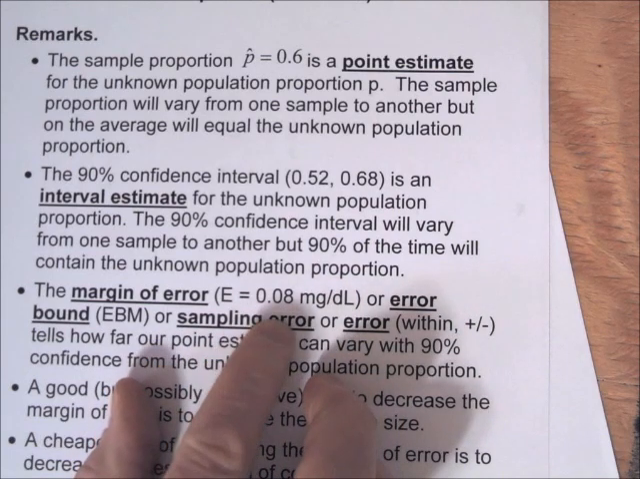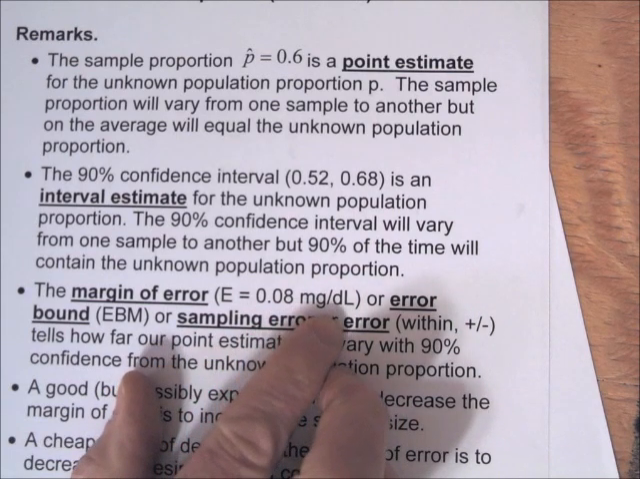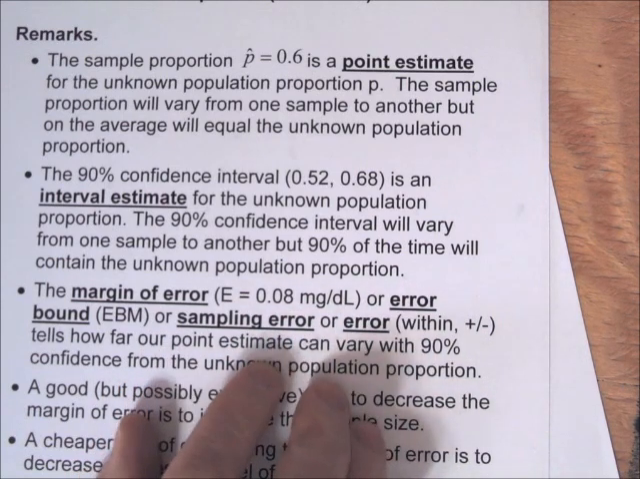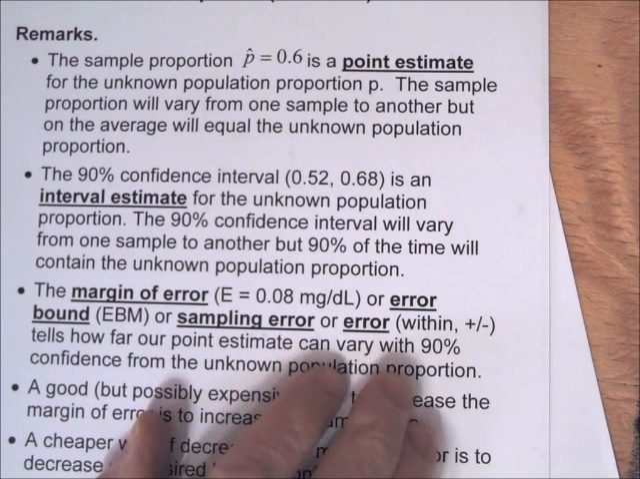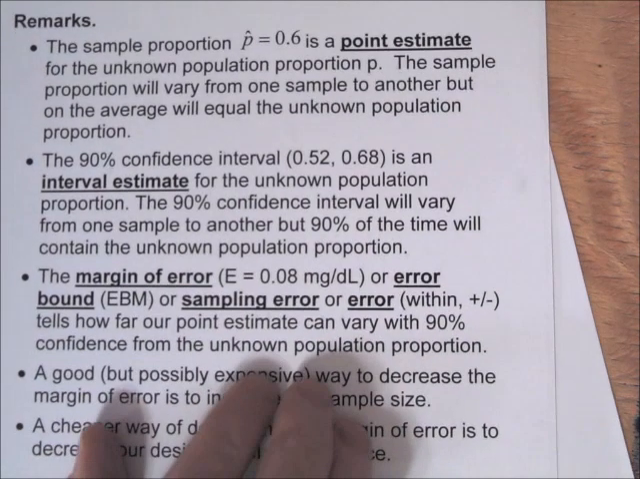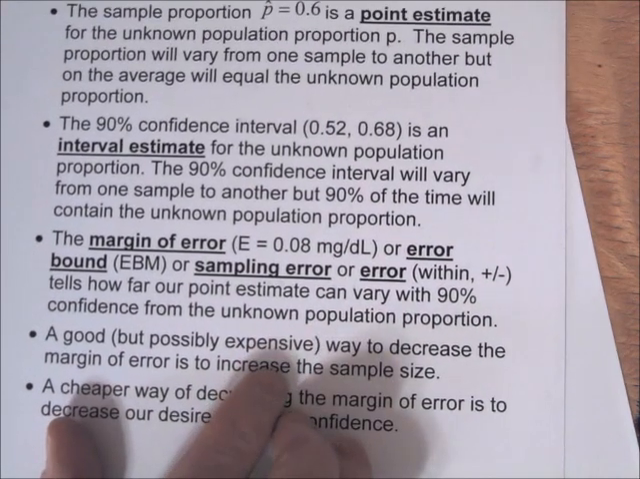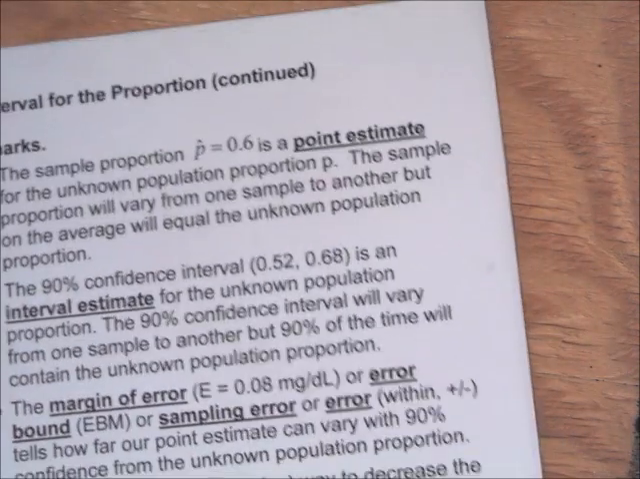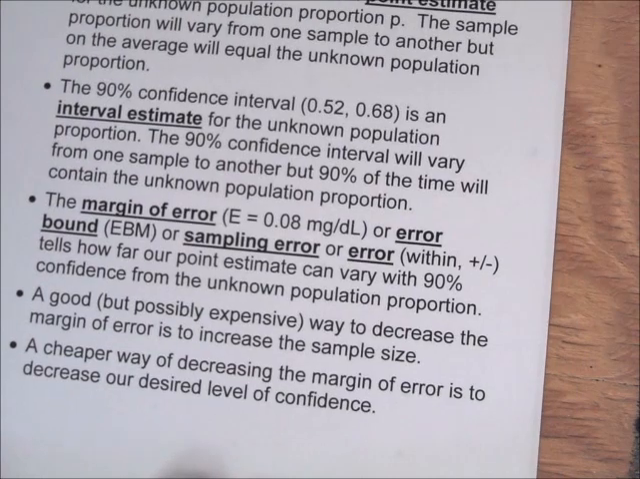The margin of error, E, 0.08 milligrams per deciliter, or error bound, also called sampling error or just error, tells us how far our point estimate can vary with 90% confidence from the unknown population proportion. A good but possibly expensive way to decrease the margin of error is to increase the sample size, and the cheaper way would be to decrease our desired level of confidence. But the bottom line, if you want a more precise estimate, you need a larger sample.